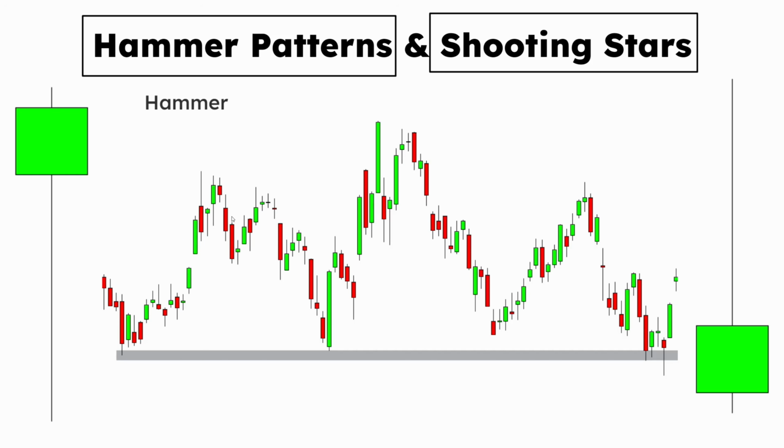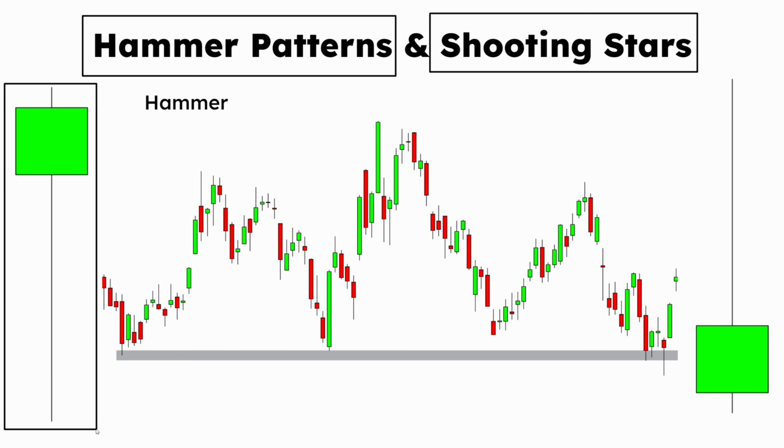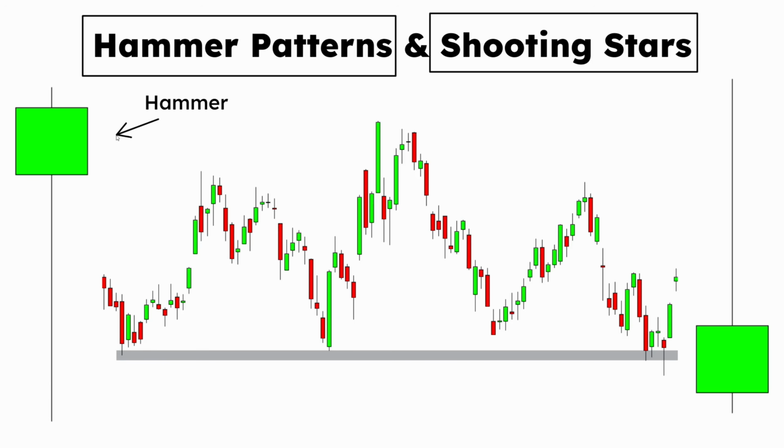And let's begin here by taking a look at the hammer. So this pattern right here to the left is a hammer. And the hammer pattern is a single candlestick pattern, meaning that it consists of only one candlestick. And there are a few rules you need to know about in order to correctly identify a hammer.